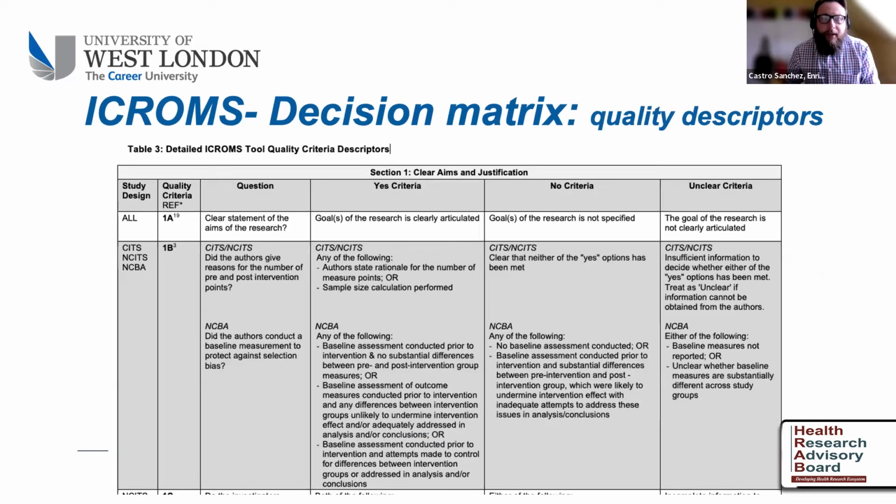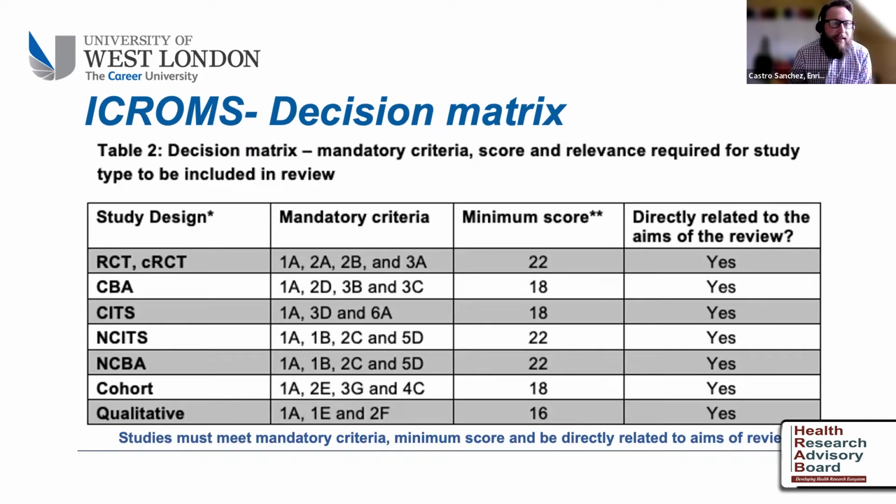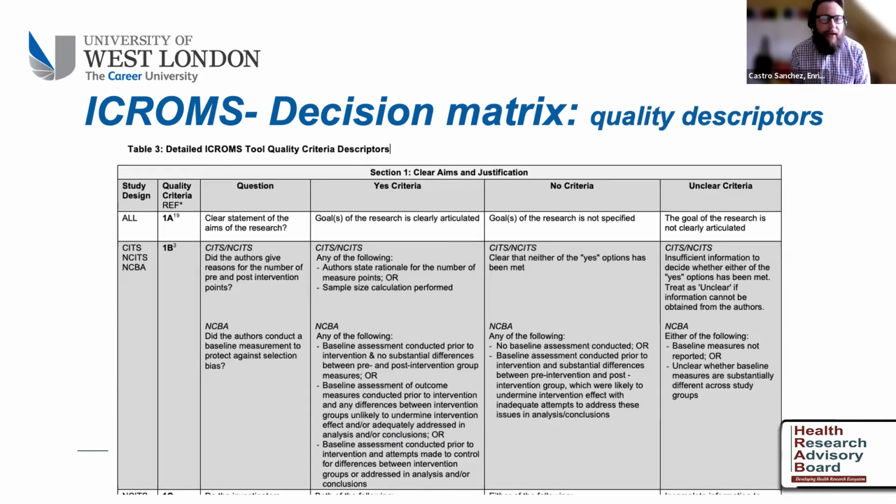If you had a look at the ICROMS development paper, you will see that we went to great length to be very clear about the yes criteria, the no criteria, and the unclear criteria. So when we said before that papers had to meet certain mandatory criteria, you may be thinking, well, actually, what do you mean by that?